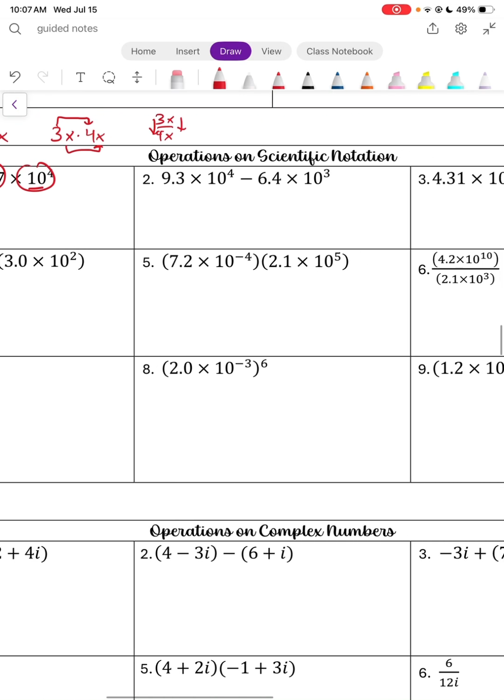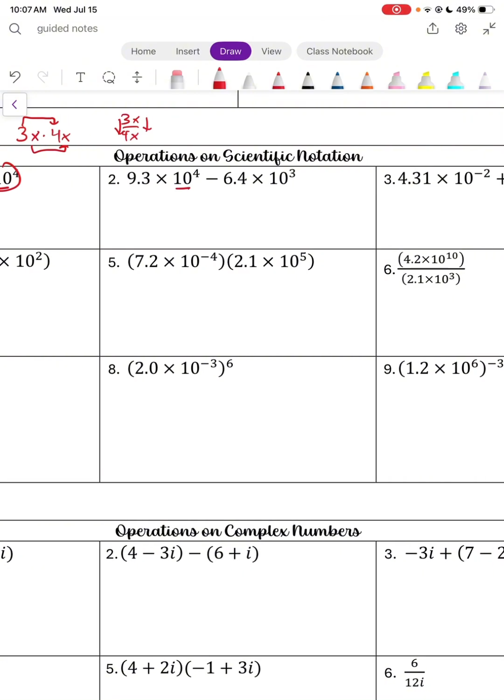Same way with subtraction. The only issue with scientific notation is that these have to be alike before you can add or subtract. So we're going to have to somehow make them alike. We can change either one, it does not matter, but we need them both to be 10 to the fourth or both to be 10 to the third. 10 to the third means we've got to move this decimal place over 3 times. However, if we put it here, to get it in the right place we'd have to move it over 4 times, which is what we want. We want a 10 to the fourth, so let's do 9.3 times 10 to the fourth minus.